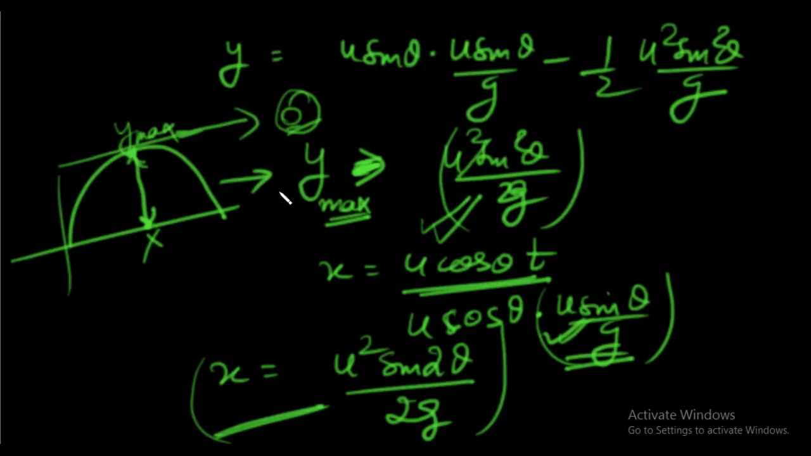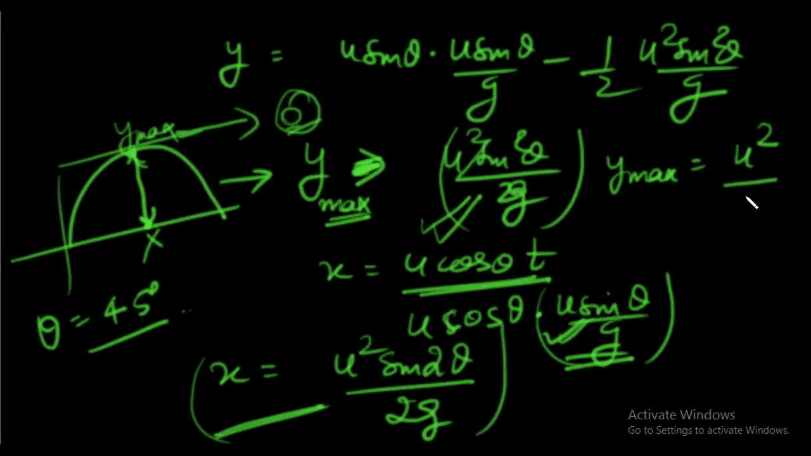Okay, so for example, for the range to be maximum, we knew that angle theta was 45, right? So what will be the height at this range? The maximum height would be u square sine square 45, and sine square 45 is half, so u square by 4g. This would be the maximum height achieved at theta equal to 45.